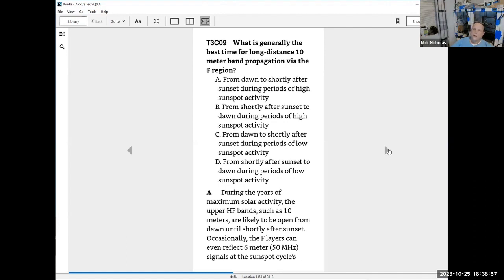What is generally the best time for long distance 10 meter band propagation via the F region? From dawn to just before sunset, A is the answer. And I'll tell you, anytime in the daytime, dawn to just after sunset is when 10 meters is open. In the daytime, it's open. Right now, it's been open.